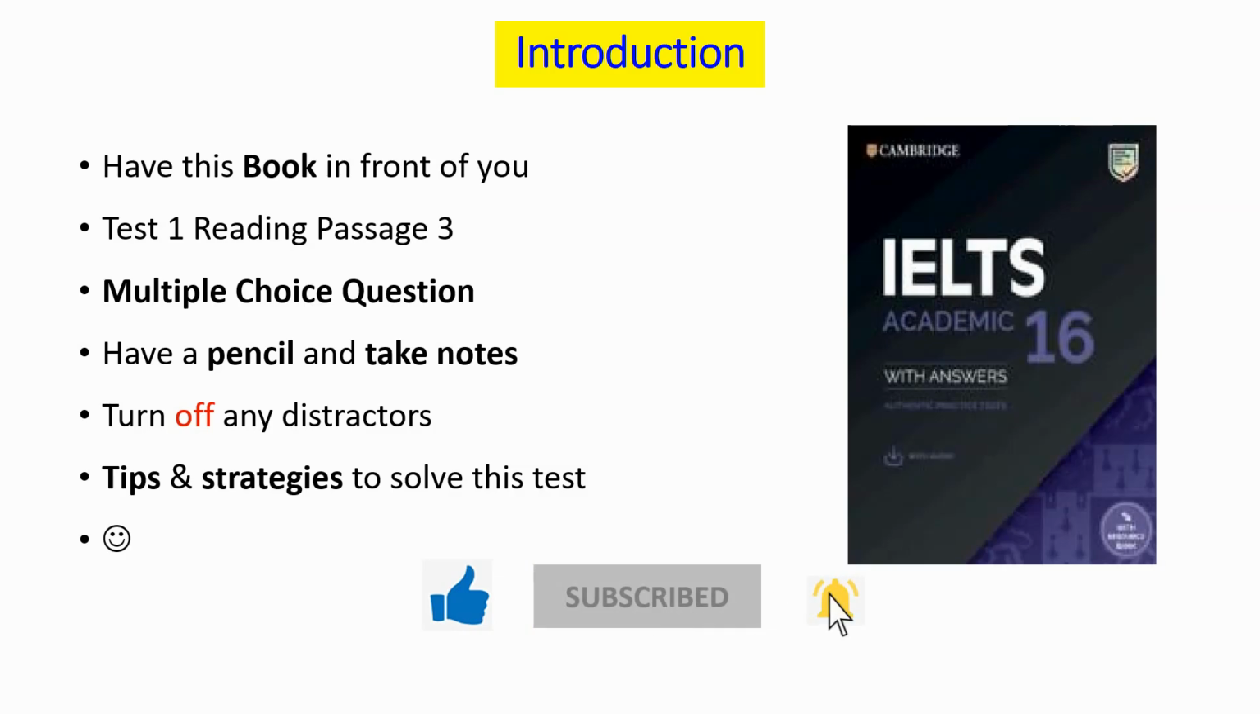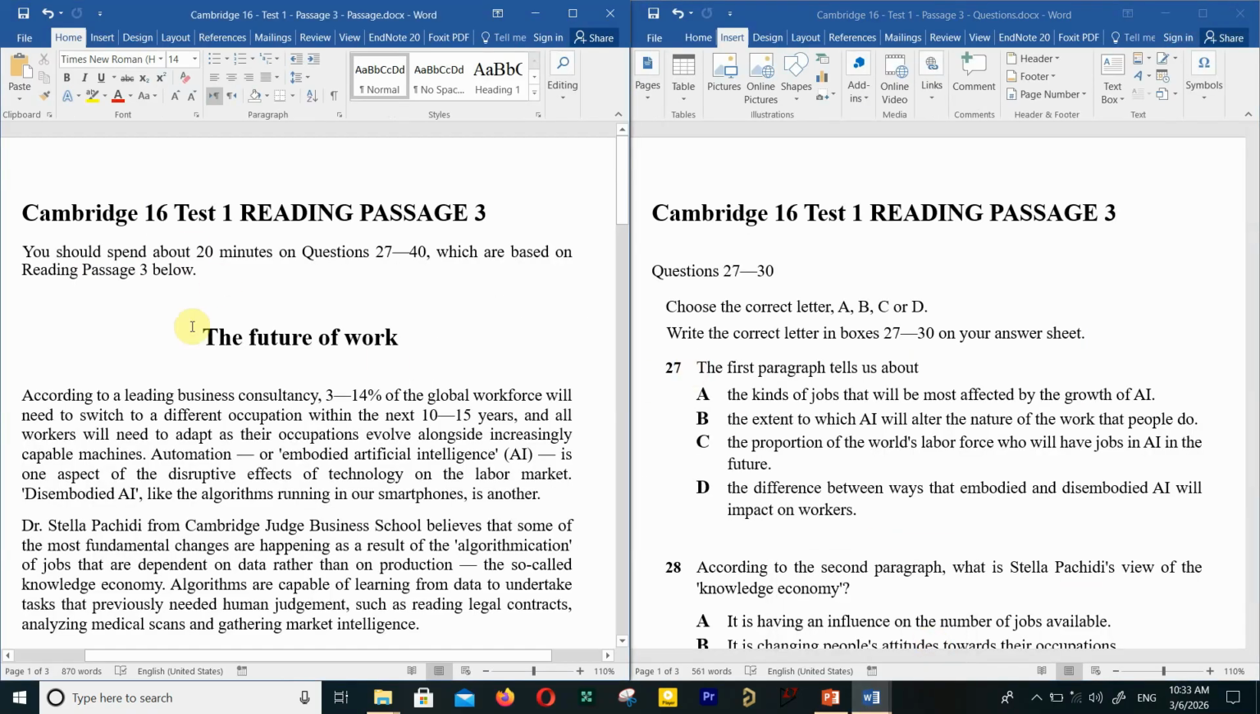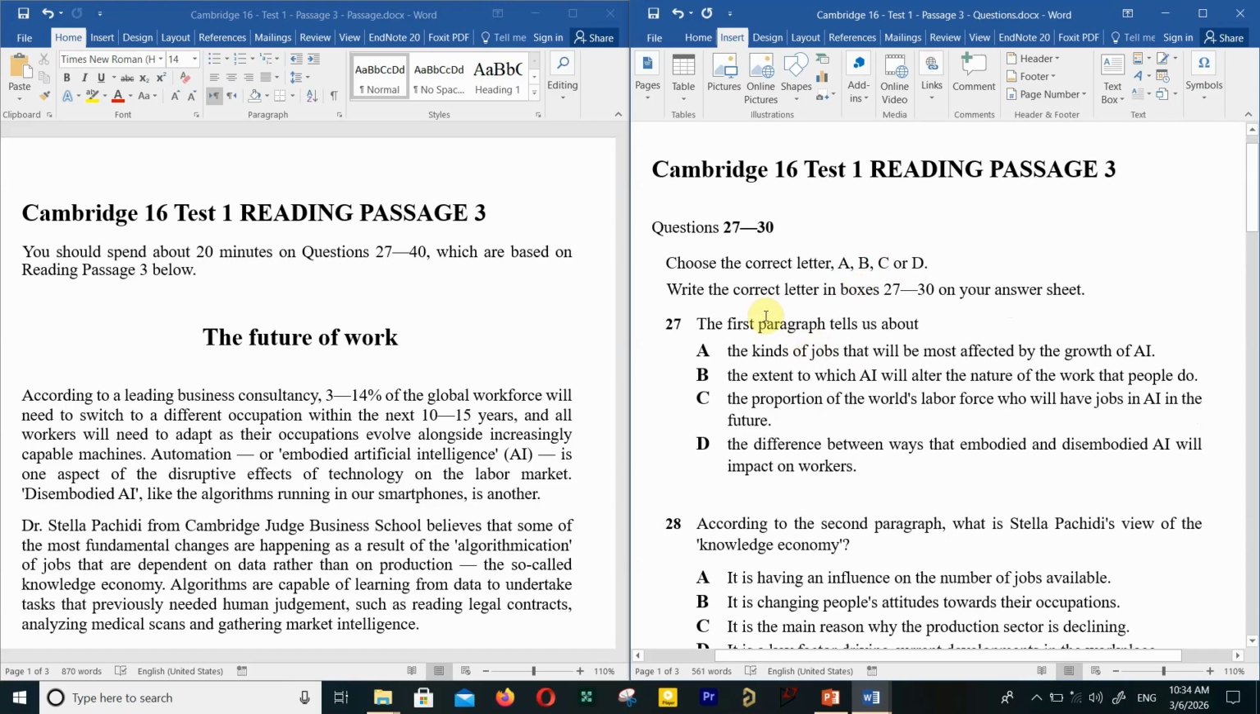Let's jump into it. As always, I split the page into two halves. On the left hand side you can see the passage, and on the right hand side you can see the questions relating to these passages, which are multiple choice questions, question 27 till 30. And as you can see, this is passage 3. Passage 3 is supposed to be the difficult one, and we try to solve this type of question, multiple choice, which is really time consuming.